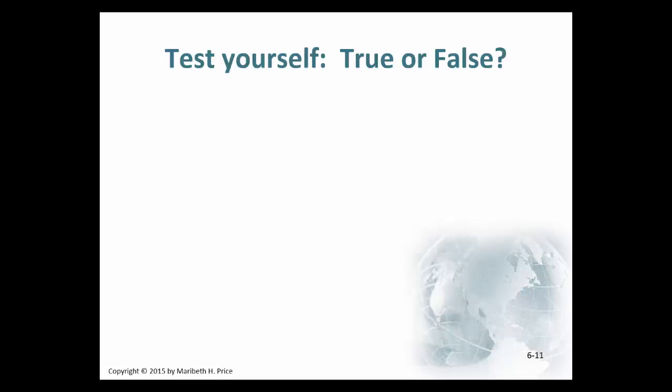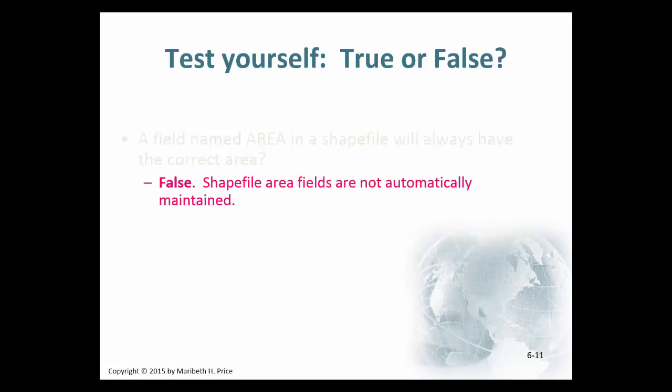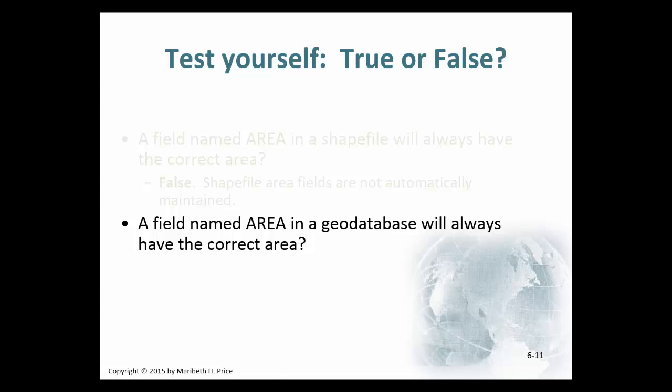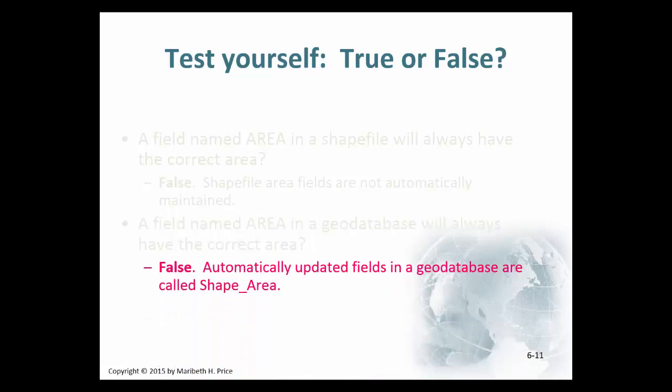A little review here. Ask yourself these questions. A field named area in a shapefile will always have the correct area. That's false. A field named area in a geodatabase will always have the correct area. That's false. Did you get them right?